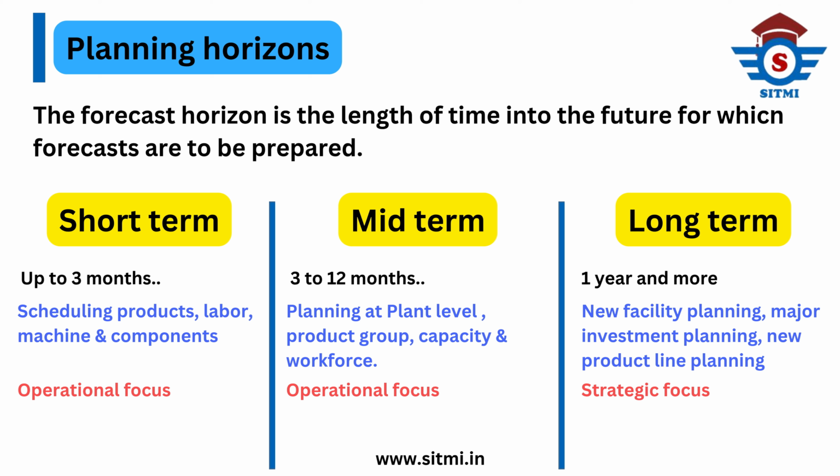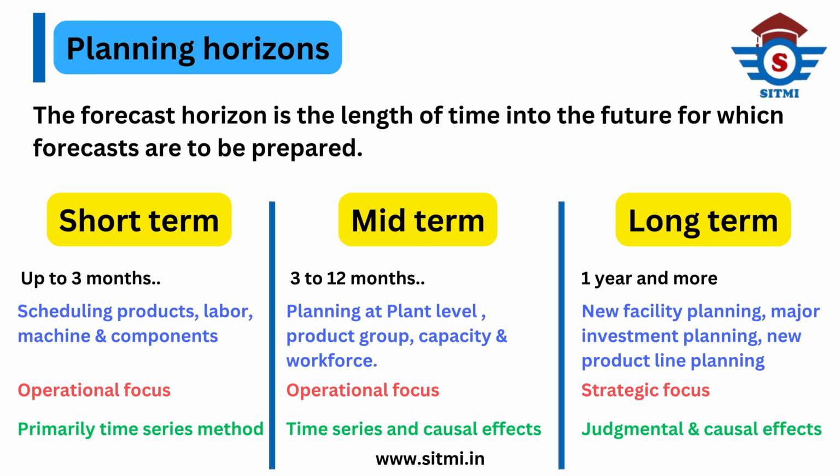Now, in short-term forecast, primarily time series forecasting methods are used. In the mid-term forecast, the time series and causal effects are also considered in a forecasting process. And in long-term forecast, basically judgmental and causal effects are considered in the forecasting process. So we will see what is the causal effect and what is the time series. Now let's jump into the next topic, which is the forecasting methods.